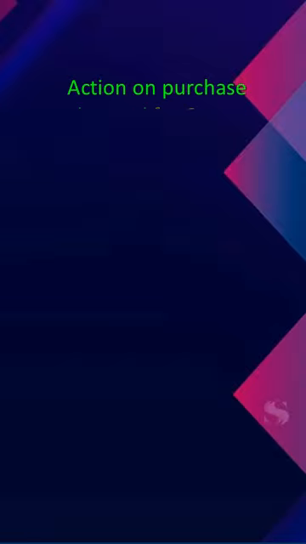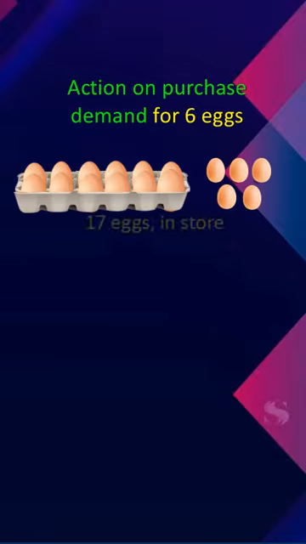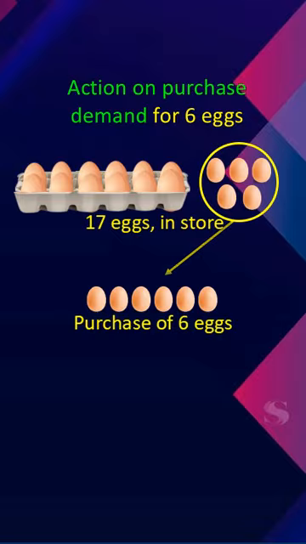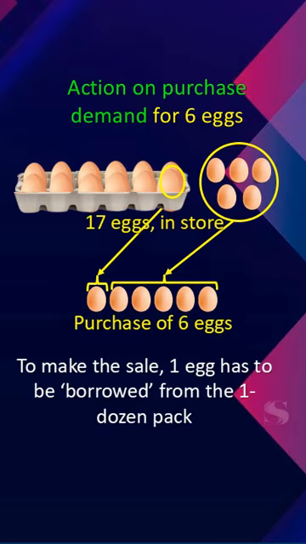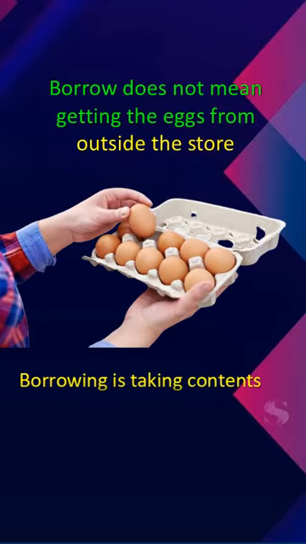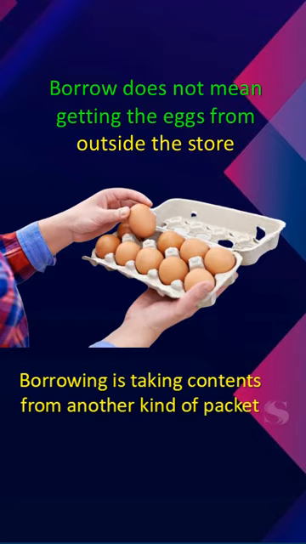In such a situation, a request to buy 6 eggs can only be fulfilled by giving away the 5 loose eggs and borrowing 1 egg from the box of the dozen eggs. The packets of dozen eggs and single eggs are separate. It is important to realize that the borrowed egg is not out of the store. It is borrowed from another kind of packet. 6 eggs will be sold as loose eggs, being less than the packet size of a dozen eggs. Any shortage in the loose eggs will be taken from the dozen eggs packet.